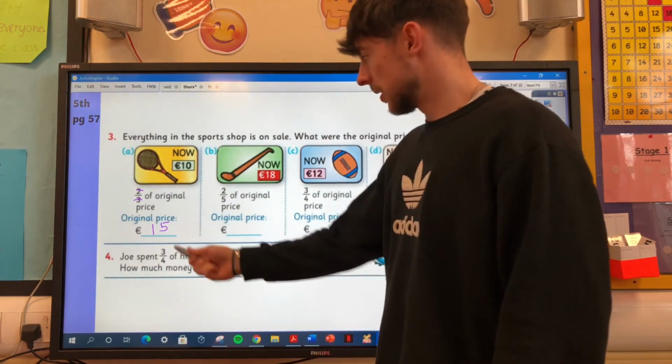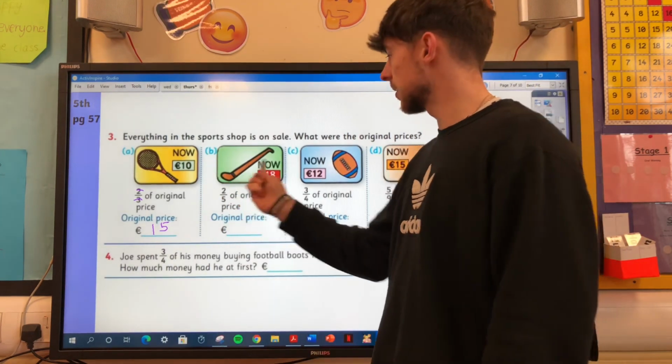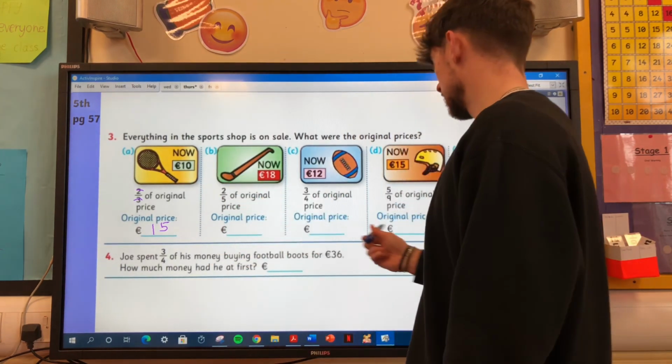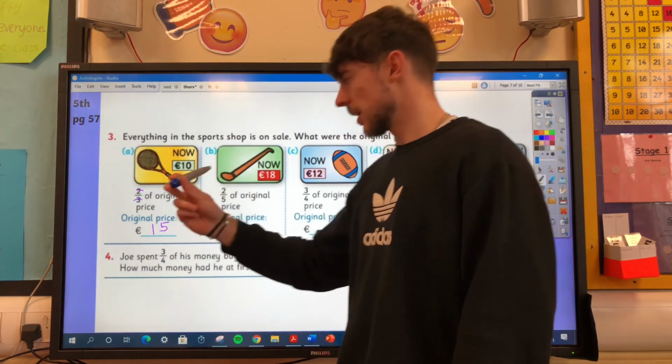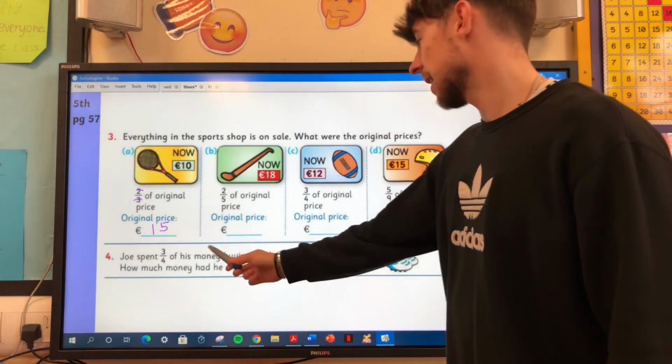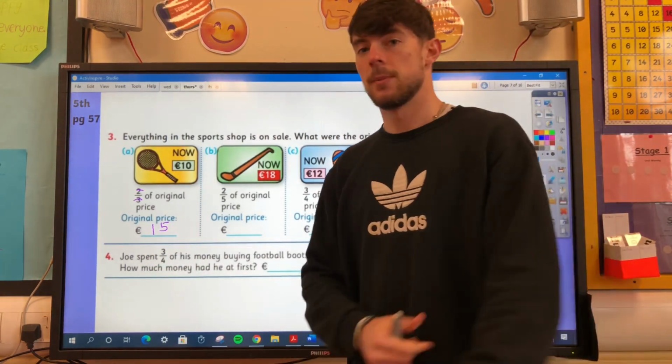Okay, so these numbers along here should always be bigger than the number here, because these are on sale, remember? So these numbers down here should always be bigger. Okay, so we divide by the top, multiply by the bottom. Okay, very easy. An exact same thing down here as well. We divide by the top and multiply by the bottom. Right?